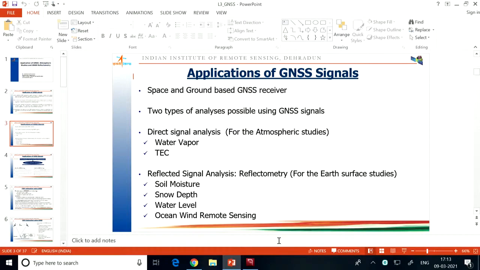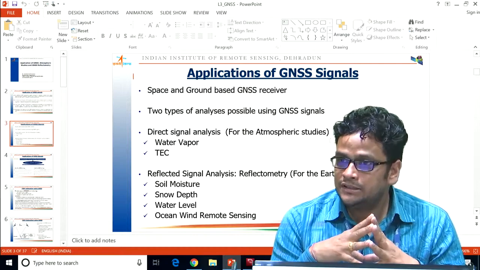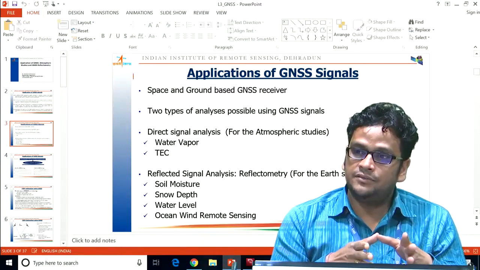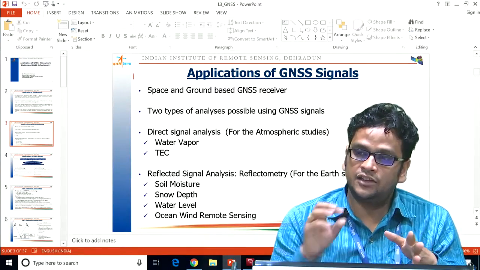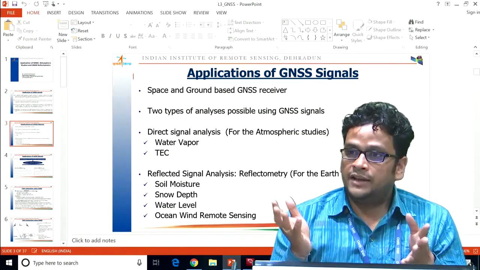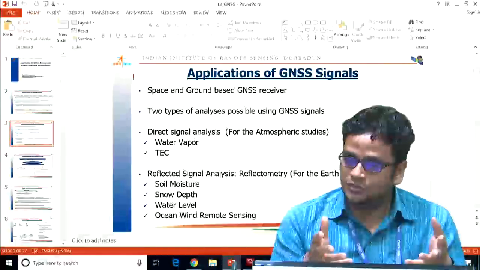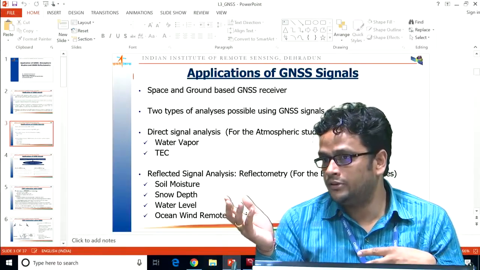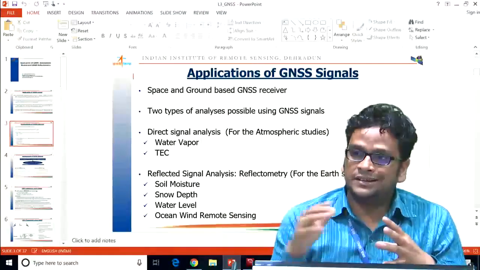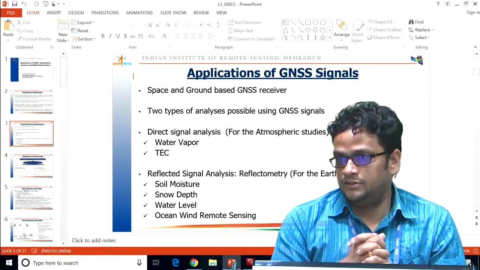Here I will summarize the things again. We have two types of applications. One uses the direct GPS signals, and another uses reflected signals. For direct signals, we can place our receiver on the ground as well as on low Earth orbit satellites. When placed on the ground, we can get continuous measurements. When placed on low Earth orbit satellites, the measurements will cover the globe, but they will be sparse and may not be continuous.